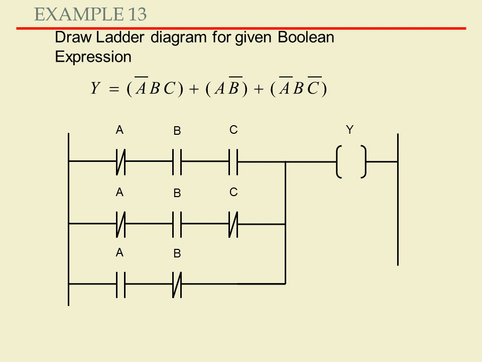A into B bar, so that is the third branch, A is an open switch, B bar is a closed switch, plus again in a parallel branch A bar that is a closed switch, B that is an open switch, and C bar that is a closed switch. So this is given to the output device. Whatever is the output of this combination is reflected to the output device Y.